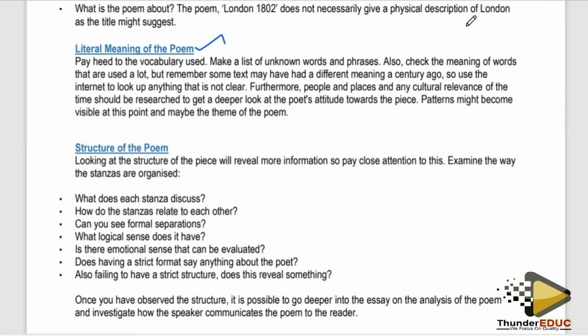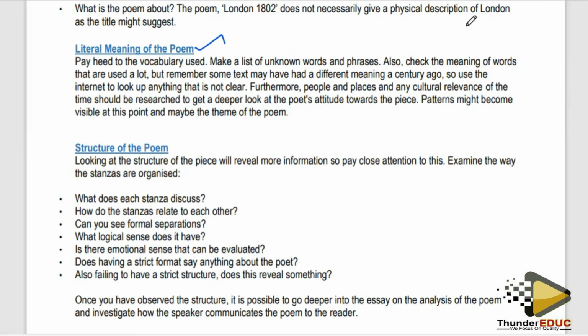Then we have the structure of the poem, as we talked about. How many stanzas does it have? What does each stanza discuss? How do the stanzas relate to each other? Can you see formal separations? What logical sense does it have? Is there any emotional sense that can be evaluated?